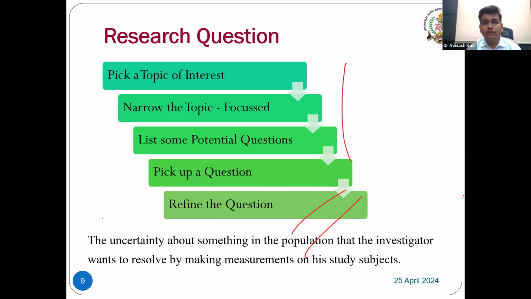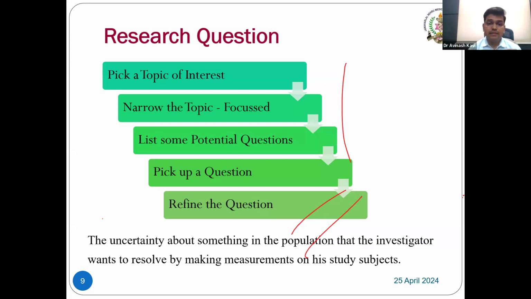So pick a topic of interest. I'll try to balance both these things, or else I'll try to focus more on postgraduates, because most of the attendees are postgraduates. How to transform an idea into a research question? First we'll start with the topic of interest, and next we will try to narrow the topic focus and list out some potential questions related to that, and then pick one question and try to refine that question.